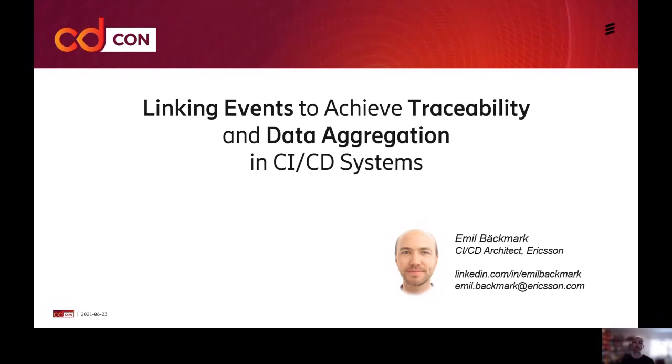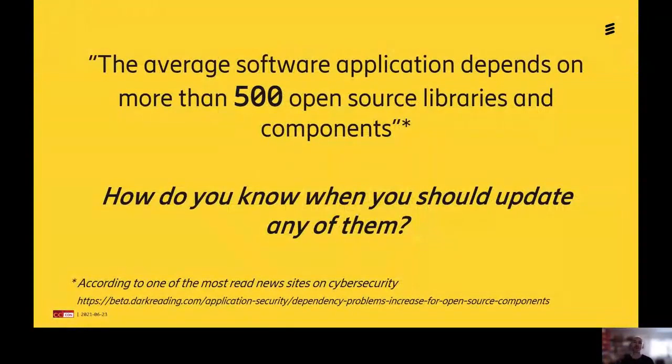Let me start off with a statement from one of the most read news sites on cybersecurity. The average software application depends on more than 500 open source libraries and components. And the same report also states that 75% of the source code in the average software application is open source libraries and components. So how do you know when you should update any of those? It could be quite crucial to update your dependencies as soon as possible to avoid that your software contains critical security vulnerabilities, for example.